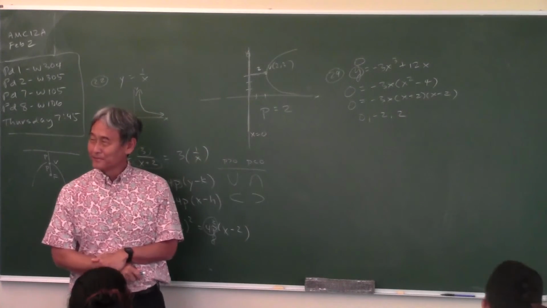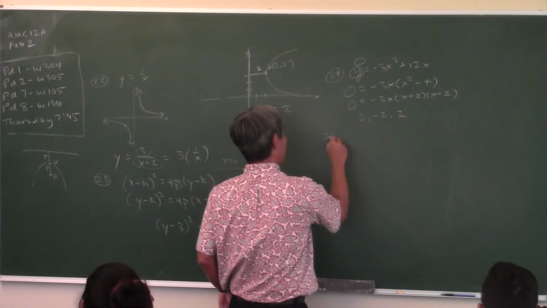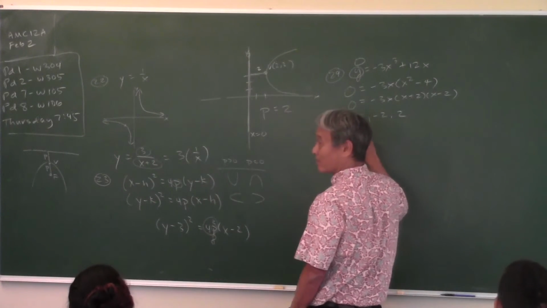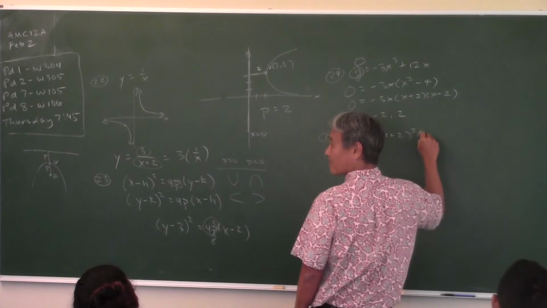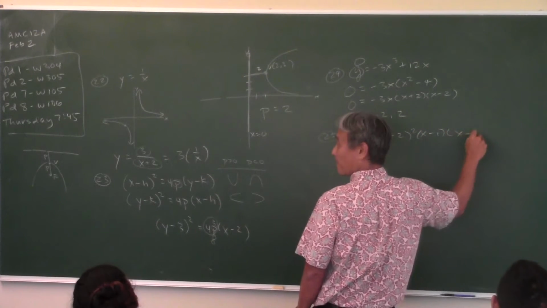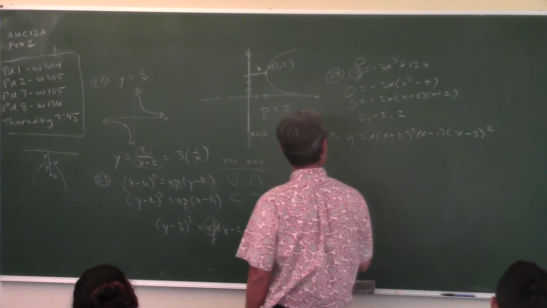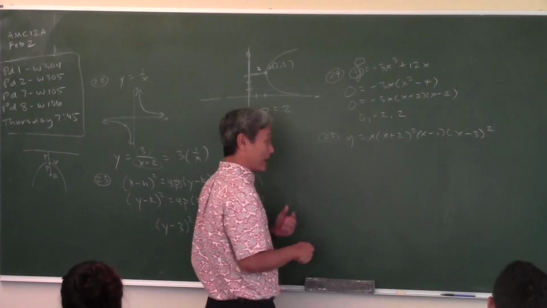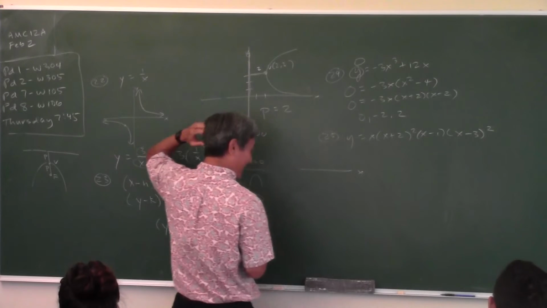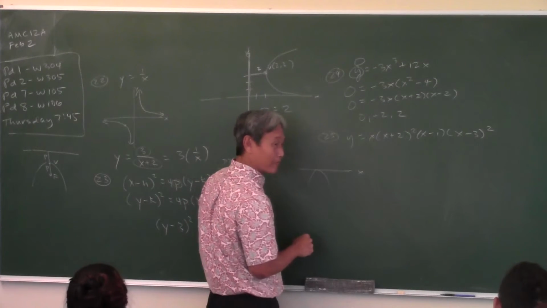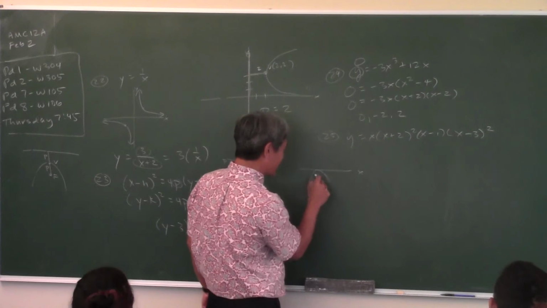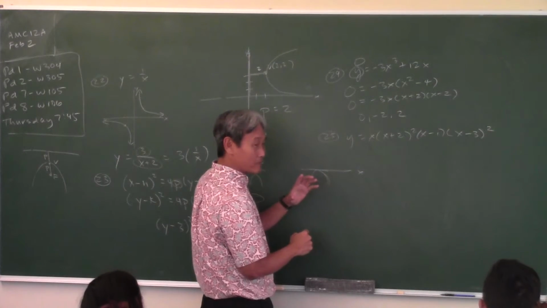Okay, 25. Now this one, we can actually draw the graph if we want to, or if we know something, we don't need to draw the graph. Now they're asking, when is the graph of this tangent to the x-axis? In other words, when does the graph bounce off the x-axis? See, when it bounces off the x-axis, that's what tangent means, right?